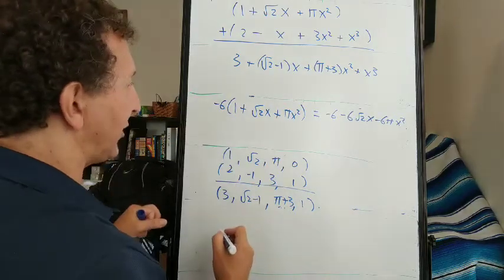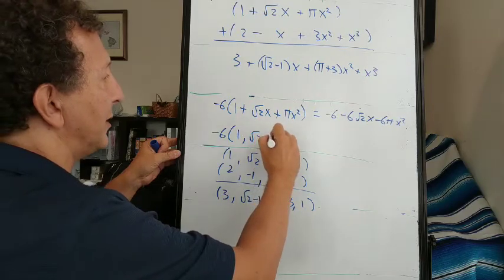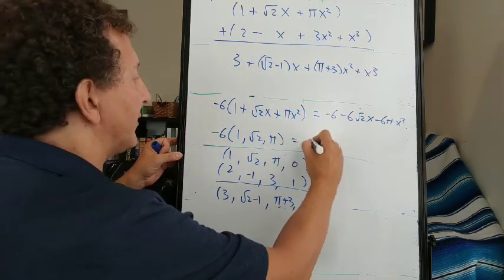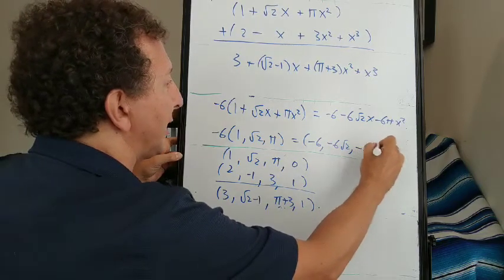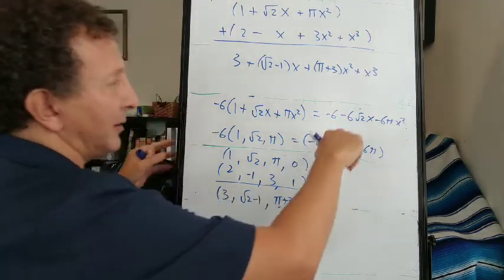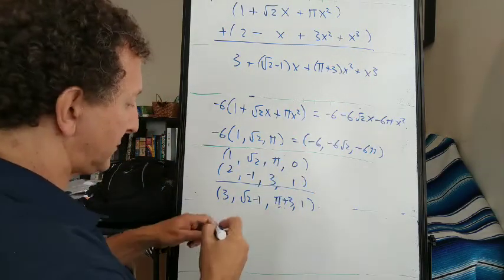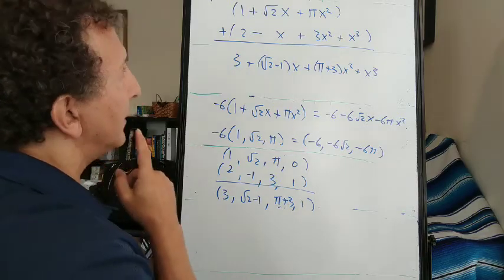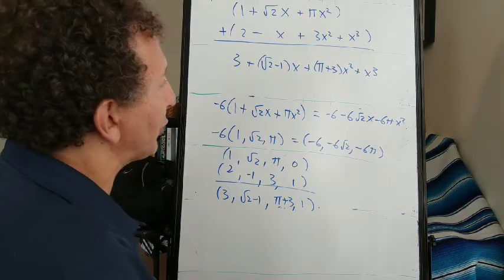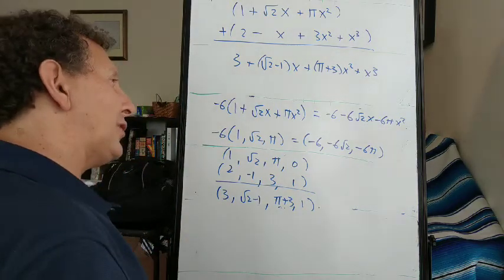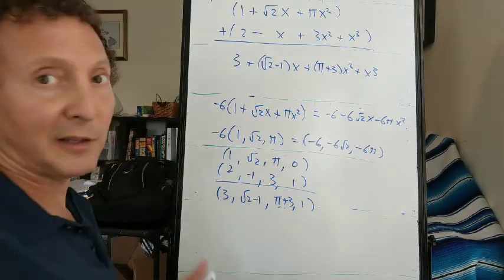And the scalar multiplication I could have also expressed as -6 times 1 comma root 2 comma pi. That gives us -6, minus 6 root 2, minus 6 pi, which are precisely the coefficients we got here. Only difference is, again, I'm not writing the x and not writing the x squared. So that means that if we're just going to add and multiply by scalars, polynomials with real coefficients behave just like lists of real numbers.